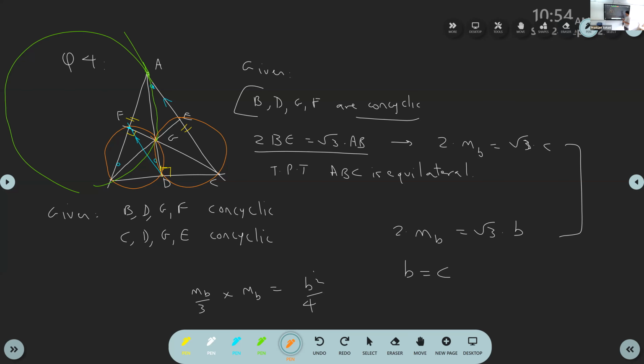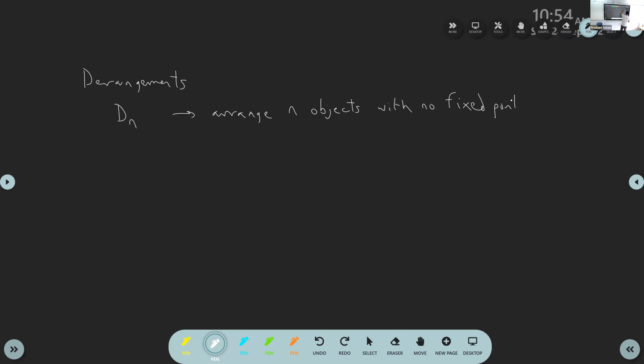Then in the remaining time, let me just discuss a couple of questions which I had left last time, as open problems for you to think about, based on last time's discussion. One of the things we had talked about was derangements. In derangements, we found the formula for Dn, the number of ways to arrange or permute n objects with no fixed points. I had suggested that we try to find the formula for the same question but with R fixed points, exactly R fixed points.